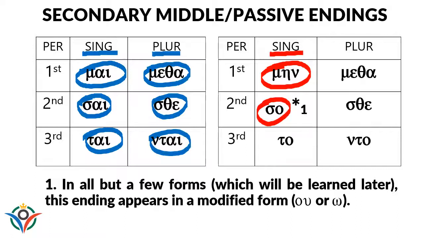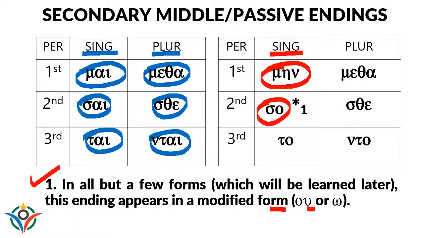There's an asterisk with a 1. Let's quickly see what that detail says. In all but a few forms, which will be learned later, this ending appears in a modified form, either u or o. Even though the true ending is so, you will never find it like that in the Bible. You will always find it in its modified form as the u or o. We'll learn that in more detail when we actually attach it to a stem.